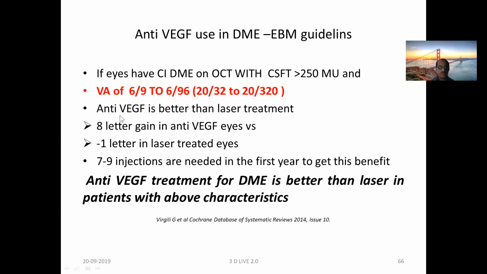It was shown that anti-VEGF is better than laser treatment in such cases because they gain an average of 8 letters, and laser-treated eyes actually lose 1 letter over a period of 2 to 3 years. But the problem is they need 7 to 9 injections in the first year to get this benefit of 8 letters. So it was concluded that anti-VEGF treatment for DME is better than laser in patients with the above characteristics.